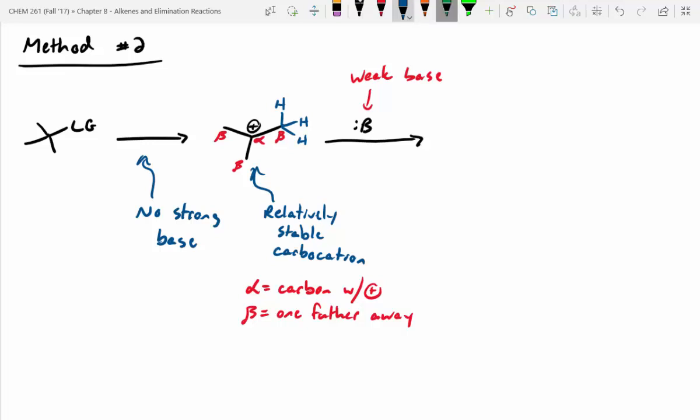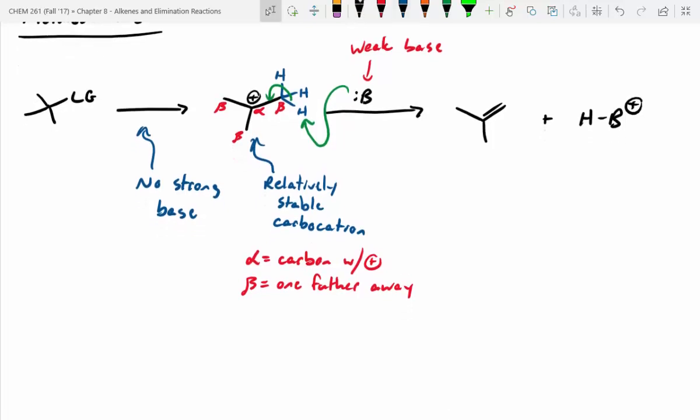So what we'll do is just grab one of them, and like before we said, it's got to be almost like dominoes, where we clamp these all down. And now we've got a double bond there, plus our conjugate acid. Okay, so this looks a lot like an SN1 reaction, but instead of a nucleophile attacking into your carbocation, a weak base is grabbing a beta proton and clamping down to give you an alkene. So let's make a note.